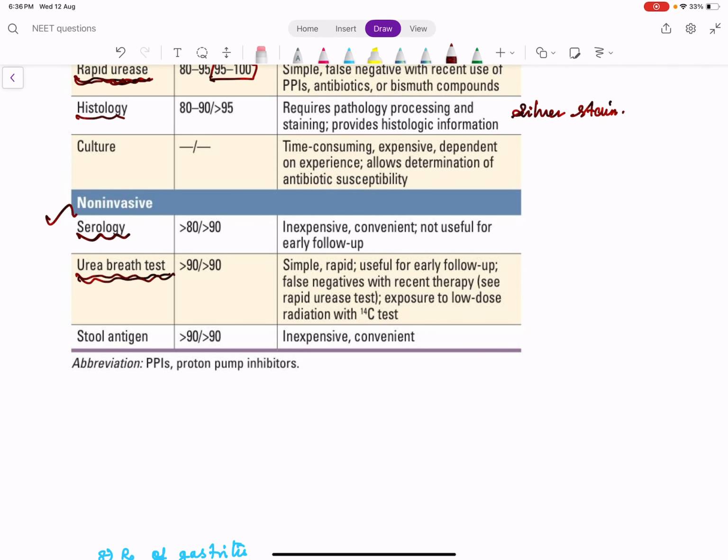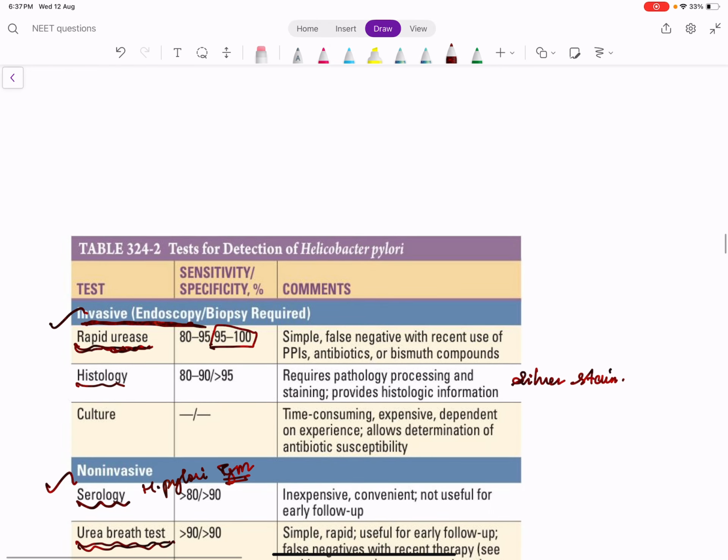And we can do H. pylori serology also. H. pylori IgM levels can be checked. And H. pylori can be checked in the stool also. Okay.